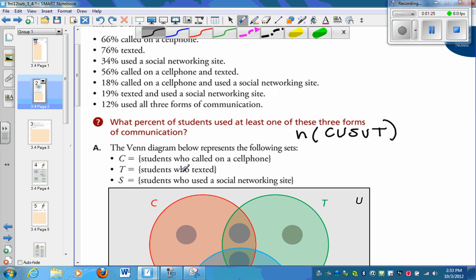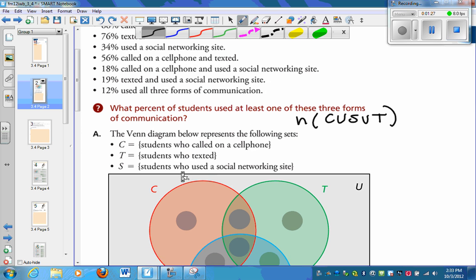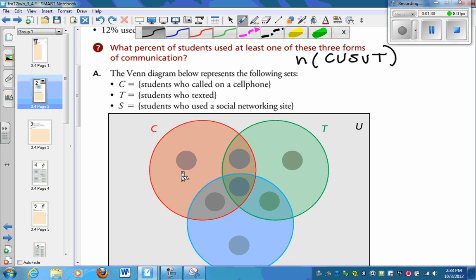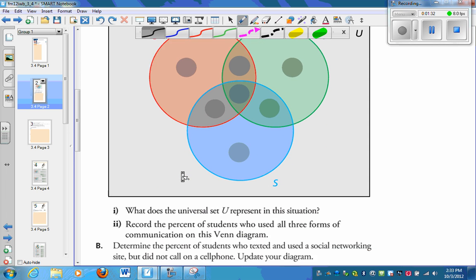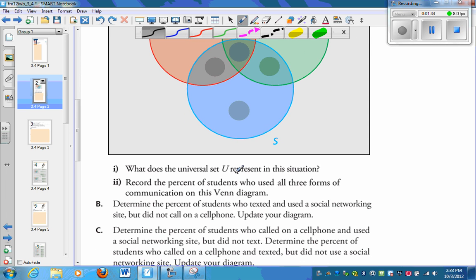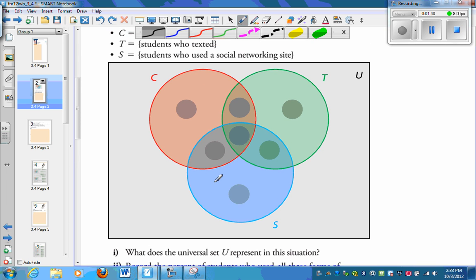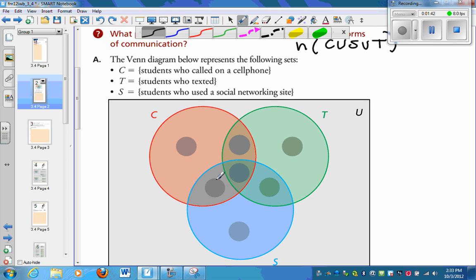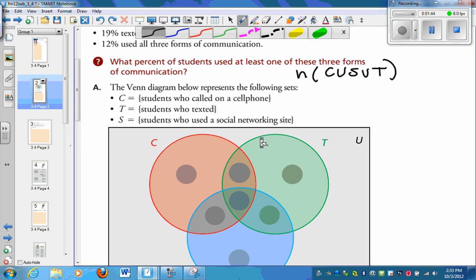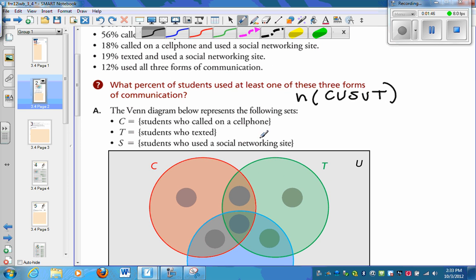So this Venn diagram represents the following sets. C is cell phone, T is all the students who texted, and S is all the students who use social networking. So what does the universal set stand for? All the students. Record the percent used in all three forms first. So we're going to start in the middle, where we know all of them are. Okay, we know that 12 used all three.